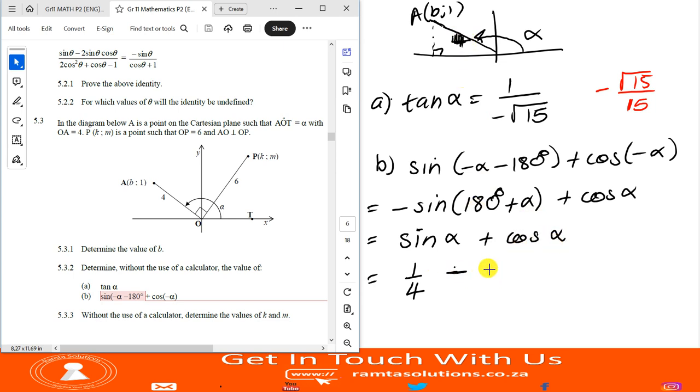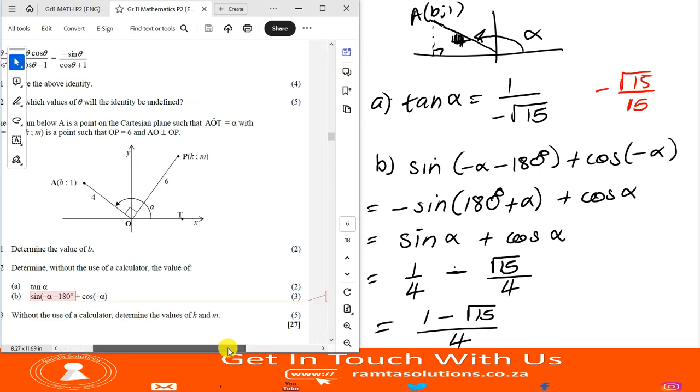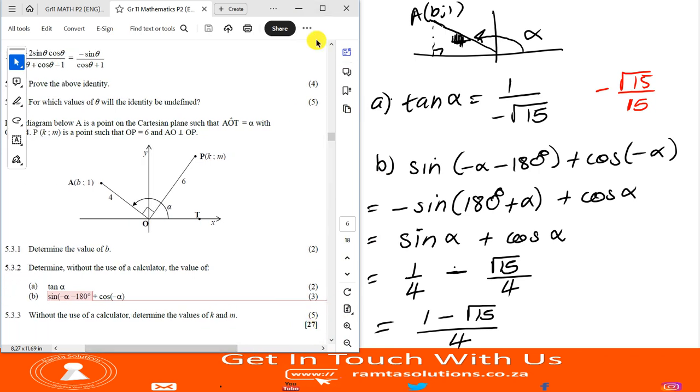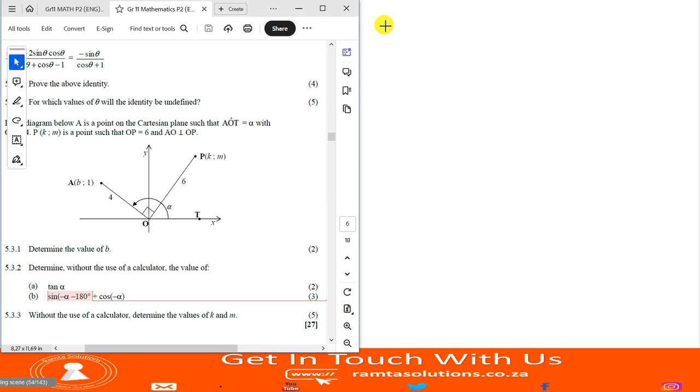So it will be minus root 15 over 4. When denominators are the same, you add your numerators. So your answer is 1 minus square root of 15, all over 4. All right, perfect. Now, how many marks was this? Okay, 3 and 2. Okay, cool. Proceeding. Let's go to the next page.